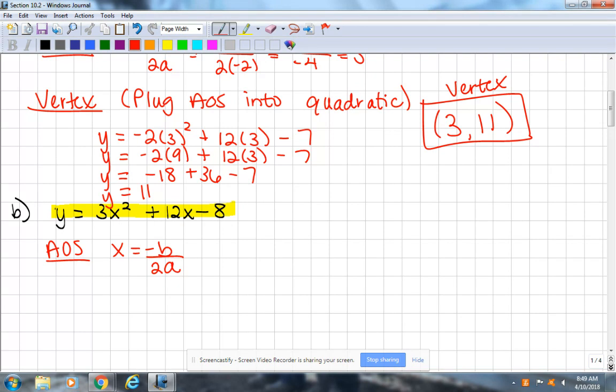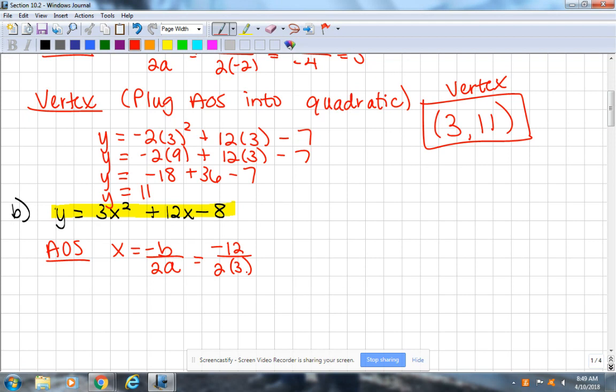So I'm going to write my equal sign. I'm going to put my negative there. What's my b term this time? It's 12 again. Over 2 times, what's our a term this time? 3. Any questions about where I got b and a? Middle term is b, the leading term is a.